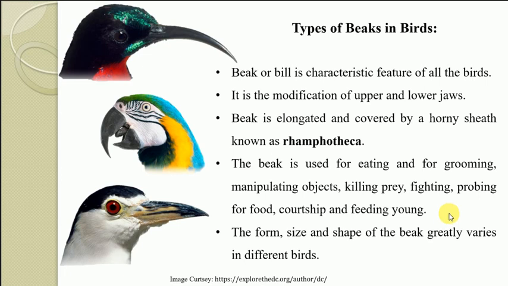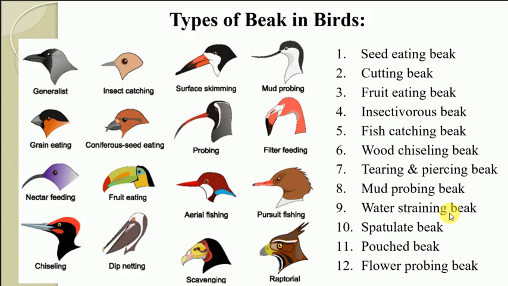The form, size and shape of the beak greatly vary in different kinds of birds. And if you see the different types of beak, about 12 kinds of beaks can be recognized among the different kinds of birds. The types of beak are as follows.